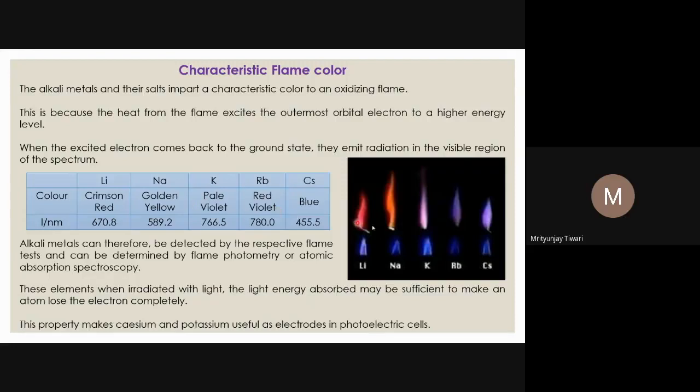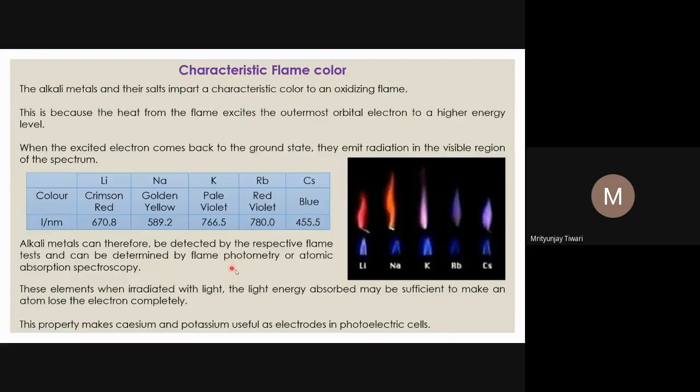So these are the colors that these different alkali metals give as their characteristic color, and we see this color when we heat these alkali metals, and that is why we call it flame color. So alkali metals can therefore be detected by the respective flame test. So for alkali metals we do the flame test, and they can also be determined by flame photometry or atomic absorption spectroscopy, AAS.